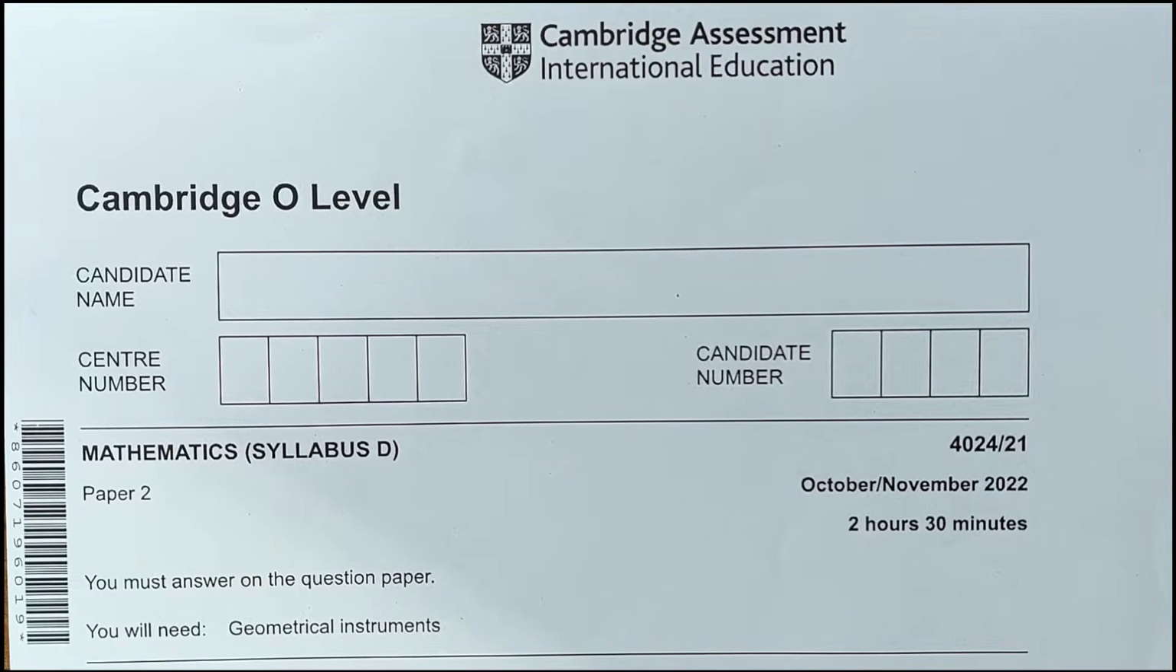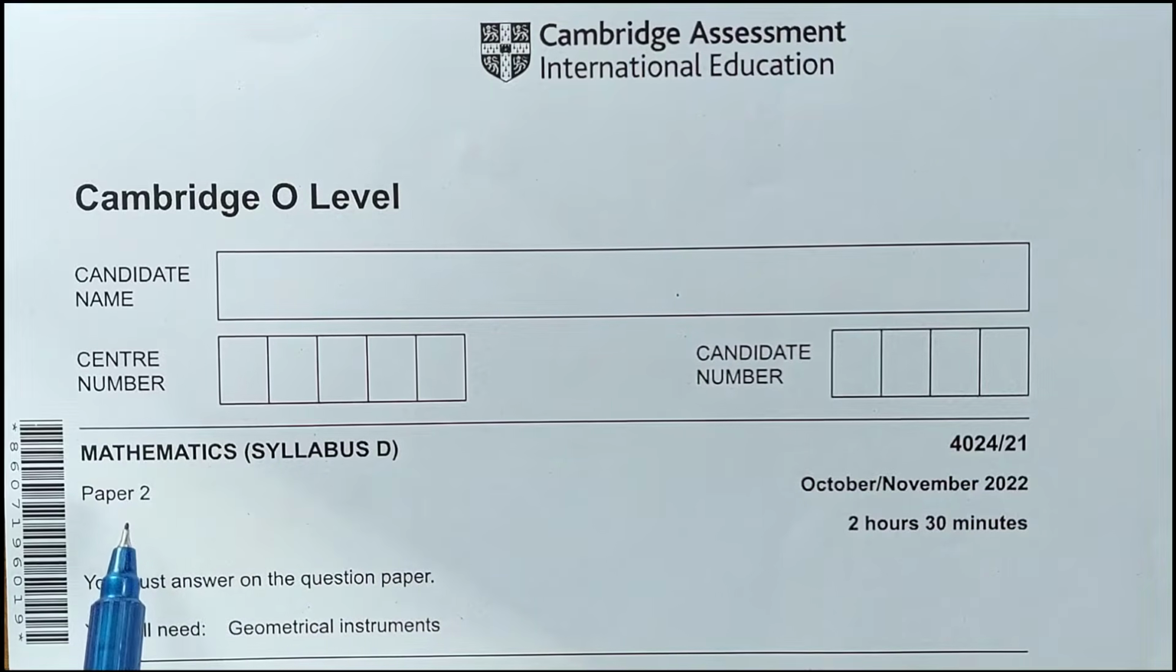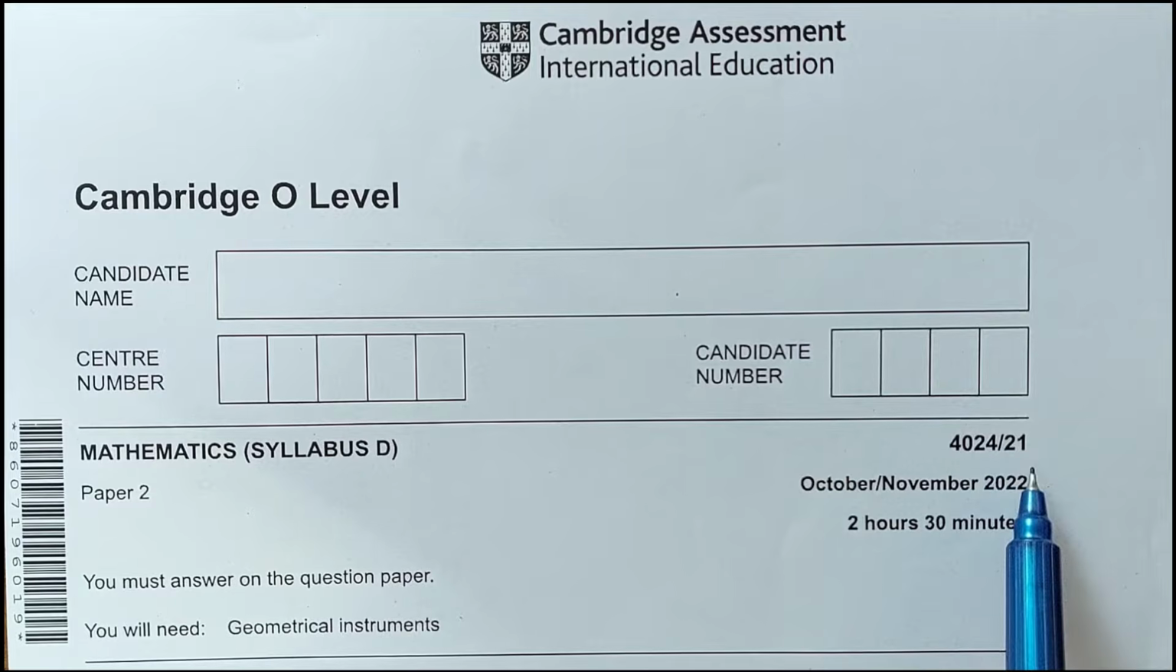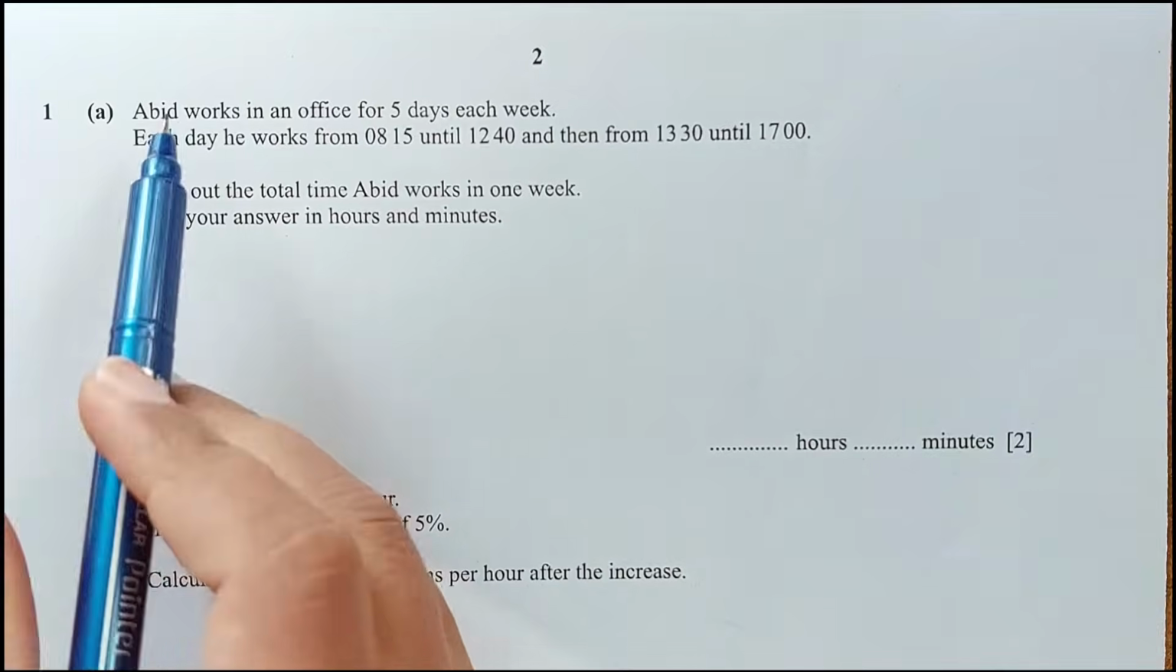Hi everyone, in this video I'm going to solve O-Levels Mathematics D paper 2, session October-November 2022, paper 2-1. So let's start with the first question. Question number 1, part A.